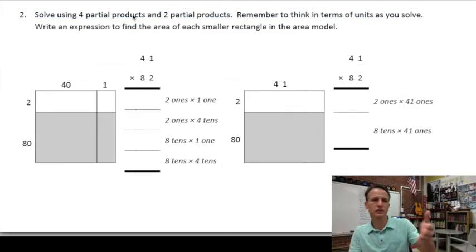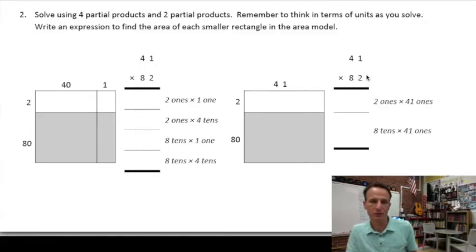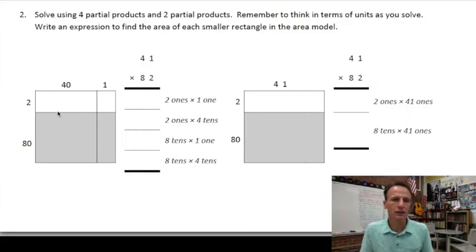And our directions in number 2 are identical. Same kind of thing. The only difference here is that the numbers, the digits, are slightly larger. We have an 8 thrown in the mix here to make sure we can do it with bigger numbers. But still, we're dealing with 1s, 2s, and 4s as well, so we can handle this. Let's write out our expressions to find the area of each smaller rectangle in the area model. So this is 2 times 40. 2 times 40. This is 2 times 1.